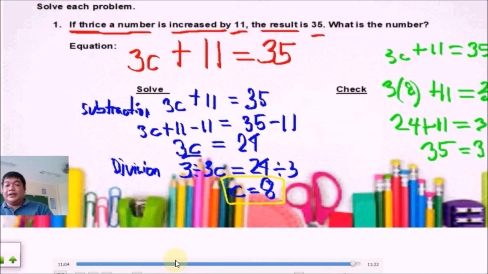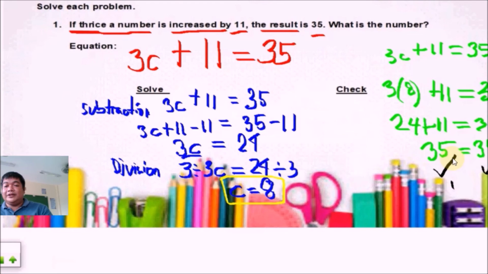So the value of c, which is 8, satisfies this equation, since we have equal values. 35 is equal to 35, which satisfies the equation.